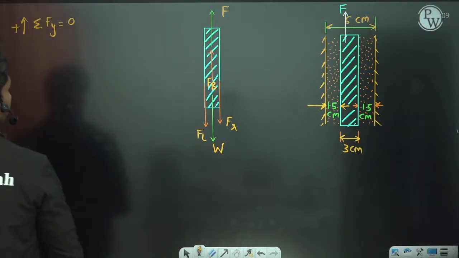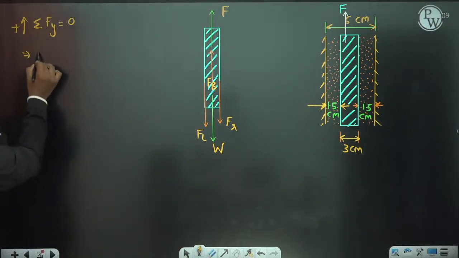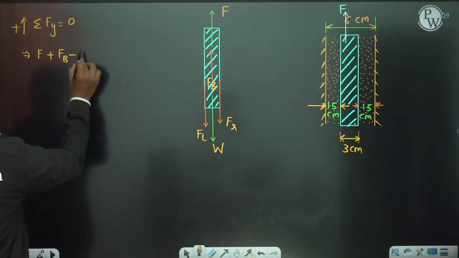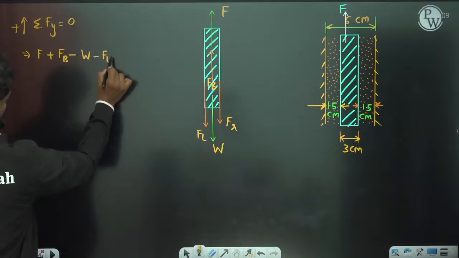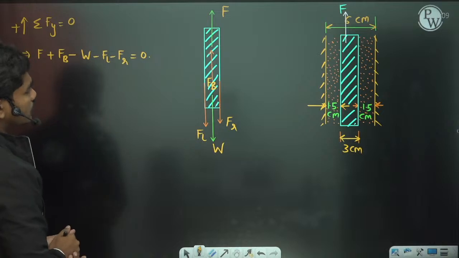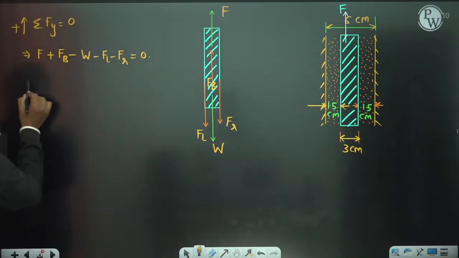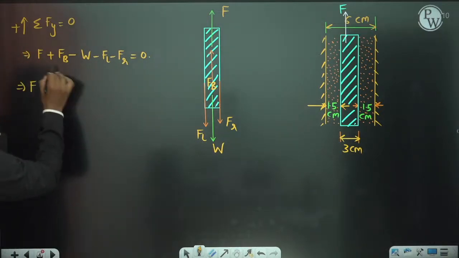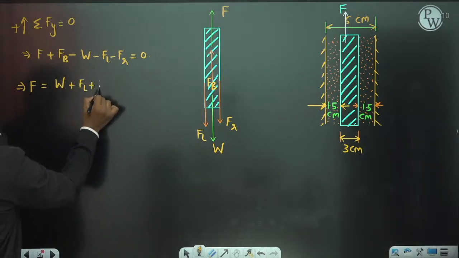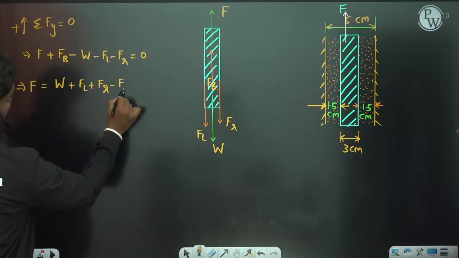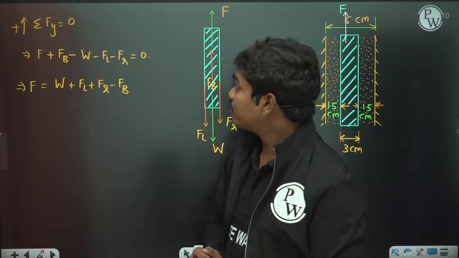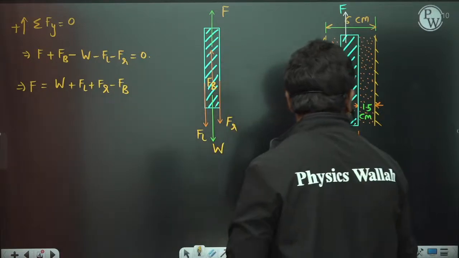So now if you apply sigma Fy is equal to 0, this implies capital F plus F buoyancy minus, these are the three downward forces, minus W minus F viscous on the left side minus F viscous on the right side is equal to 0. Now we need F. So F is nothing but, from this expression, W plus Fl plus Fr minus Fb. So minus the buoyancy force. These are the total forces with which you will get the expression for F. Now how to evaluate these quantities? Weight. Let us see if there is any doubt about the weight.